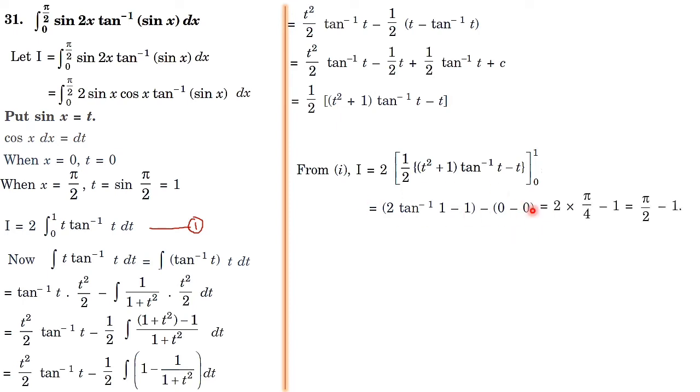That is equal to 2 into tan inverse 1, tan inverse 1 is pi by 4, minus, here only 1 is there, then this is all 0. Then here 2 and 4 we can cancel, and 2 and 4 cancel means the denominator will have 2. So 2, 4 cancel and we will have 2. Then pi by 2 minus 1. Pi by 2 minus 1 is the answer.